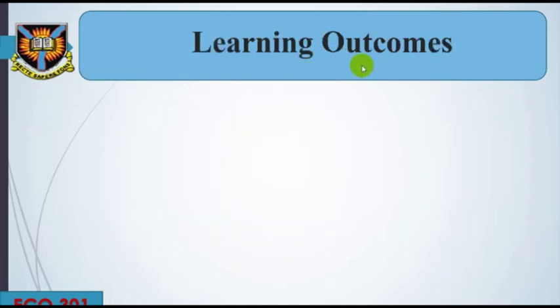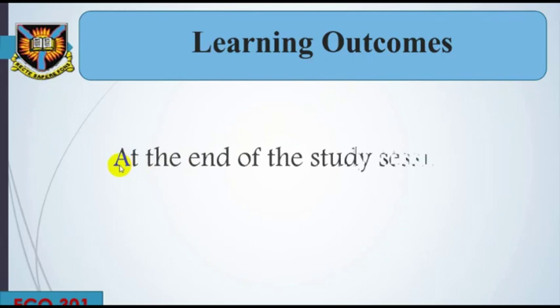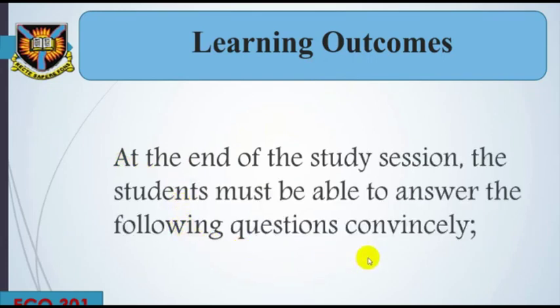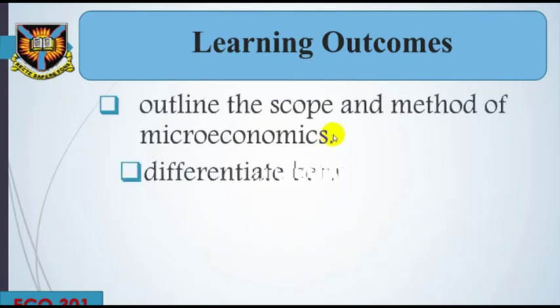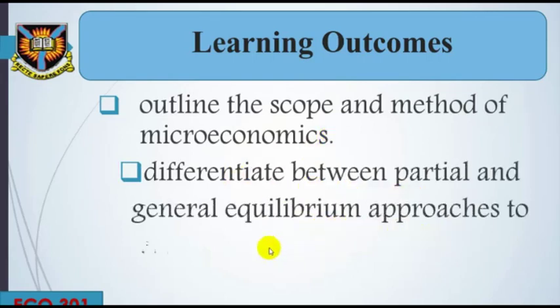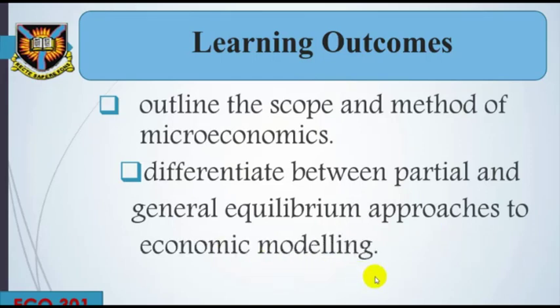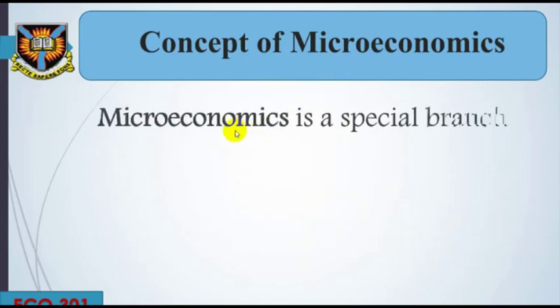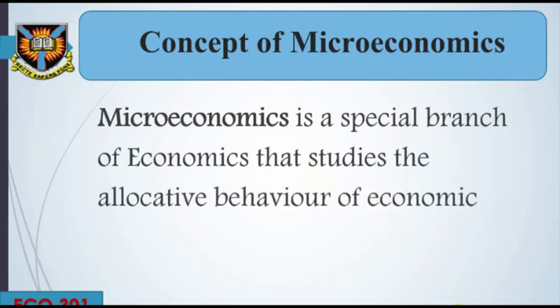Learning outcomes. When you have studied this section, you should be able to outline the scope and method of microeconomics, differentiate between partial and general equilibrium approaches to economic modeling. Concept of microeconomics. The first thing that we should discuss is the definition of economics. Economists generally define economics as the study of how individuals and societies use limited resources to satisfy unlimited wants.